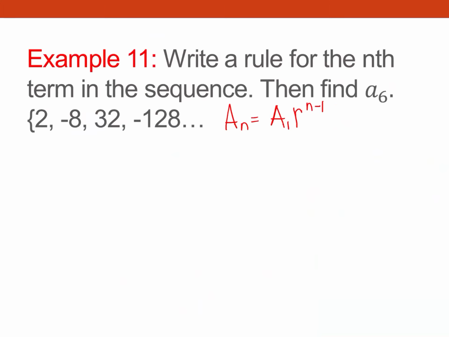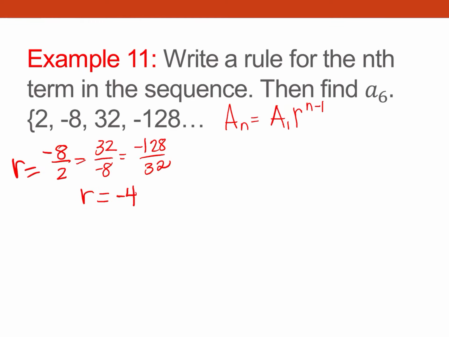Let's go to example 11. Write the rule for the nth term, and then we're going to find the sixth term. So here we have -8 divided by 2, 32 divided by -8, -128 divided by 32. Okay, so when we do that, we get that this is your r value, and we get that r is equal to -4.